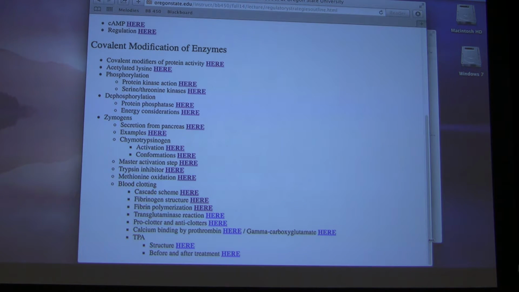Back to blood clotting. Yay. Hey, we all need it, right?